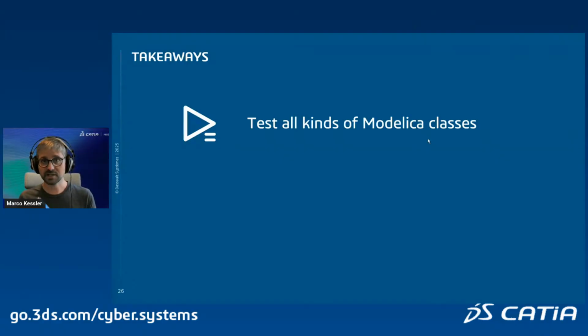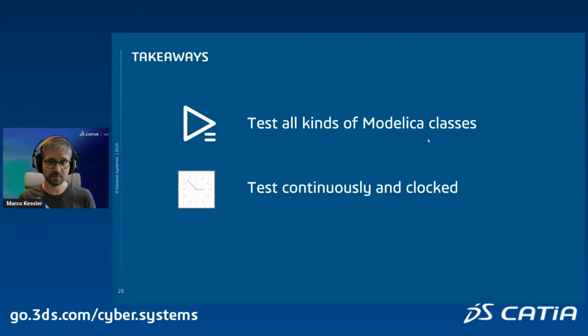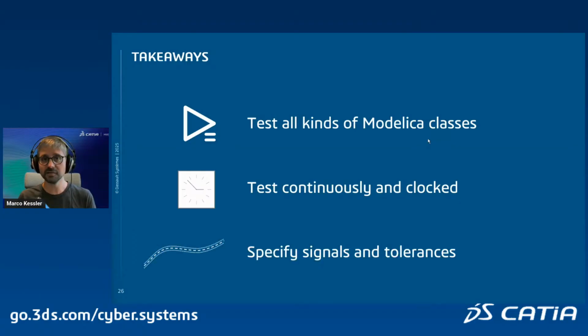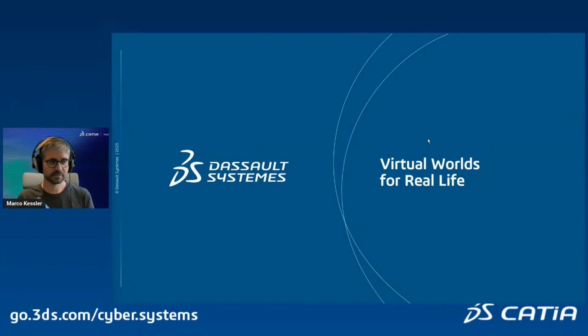Moreover, with the testing library, you can test all kinds of Modelica classes. Here, in this masterclass, we just covered testing blocks and models and examples, but you could also test functions, so everything which you create in Modelica can be tested with the testing library. And we have the continuous tests available and the clock tests, both with their own advantages. And finally, we have shown that the library allows you to specify by your own what the important signals are and what tolerances you would like to use to test. Okay, this is it. We're now at the end of the presentation.